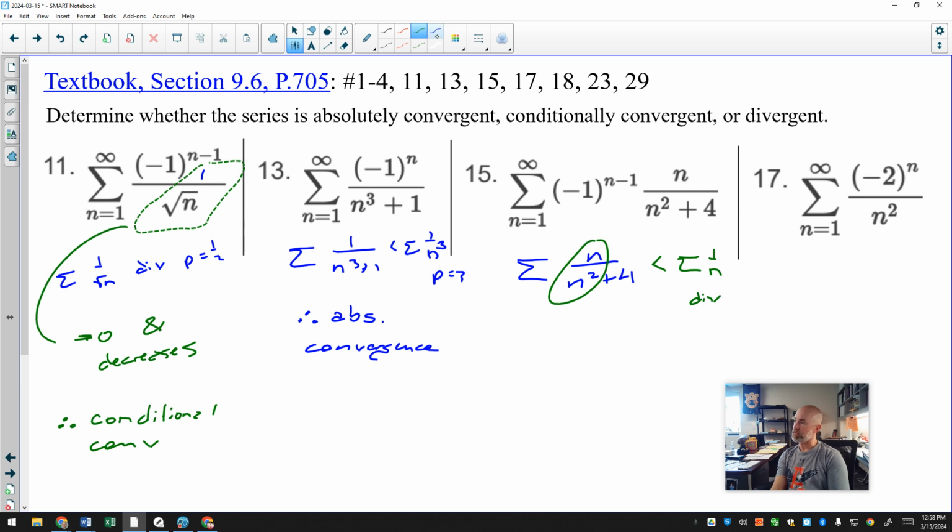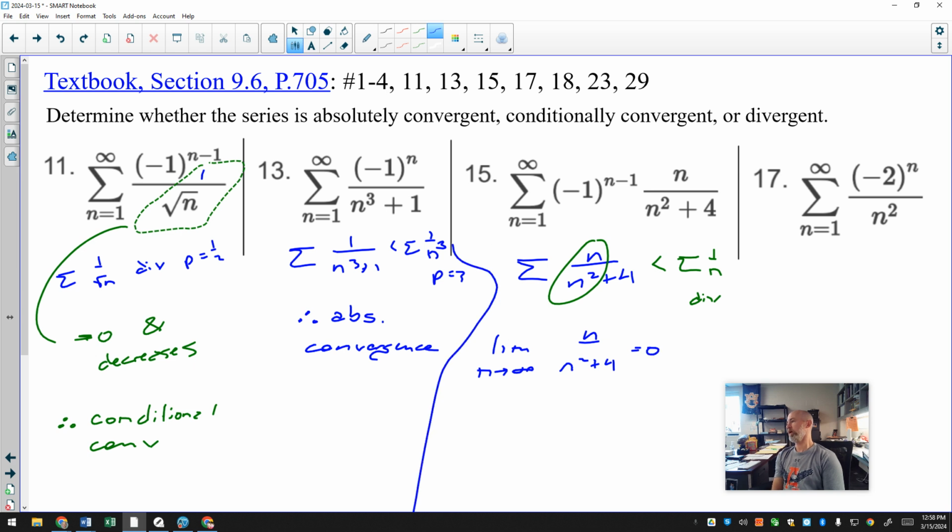So since direct comparison failed, we could go limit comparison, but like I said earlier, that plus 4 is really insignificant. It's not going to be enough to change the behavior. And so this is still going to diverge, even though the direct comparison was inconclusive. The absolute value diverges. So now we have to go to the alternating series test. Is the limit as n goes to infinity of n over n squared plus 4 equal to 0? And the answer is yes.